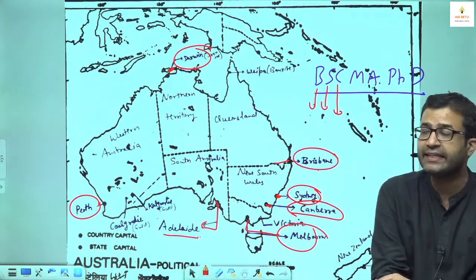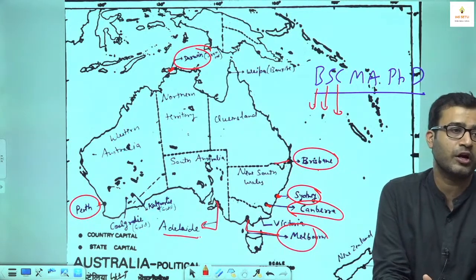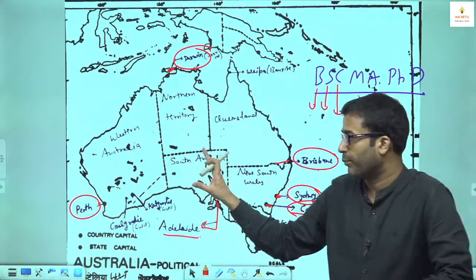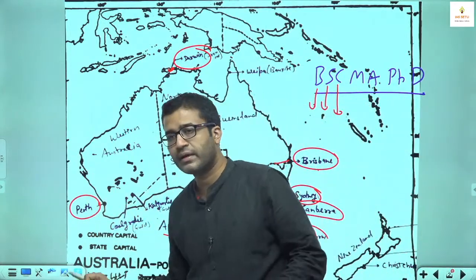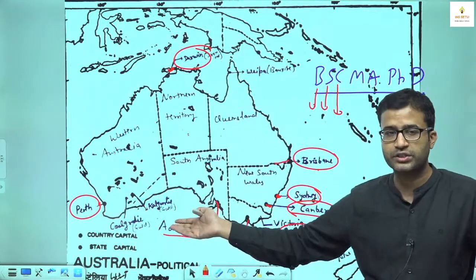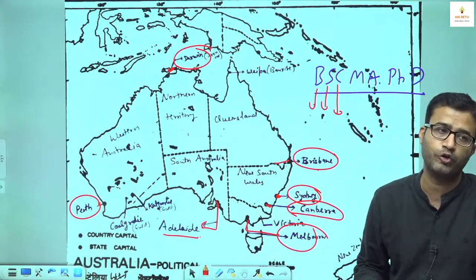Now we will see the provinces of Australia, and as far as the physiography is concerned, how we divide Australia. First we will see the provinces. So first I will tell you this politically. I will give you information about the capitals, because these are the capital cities of the provinces. Then we will see the physical features of Australia.